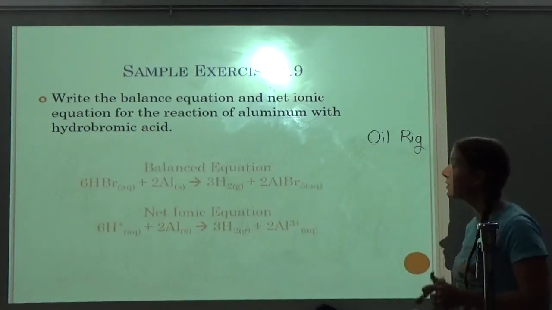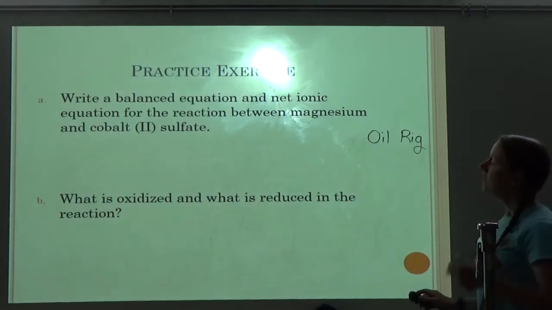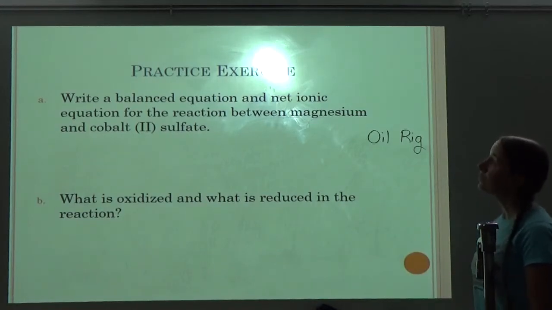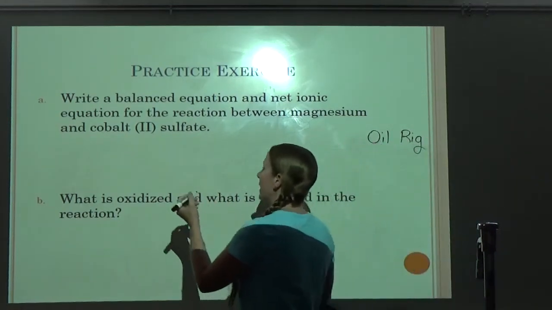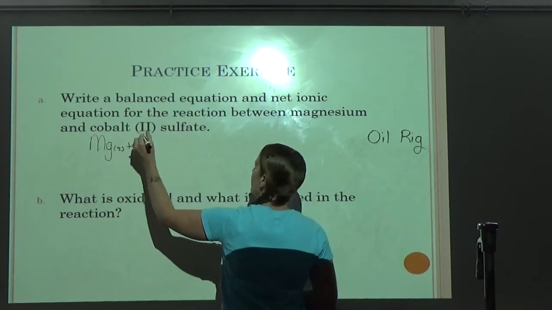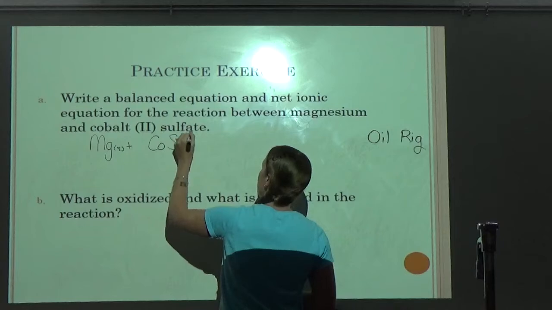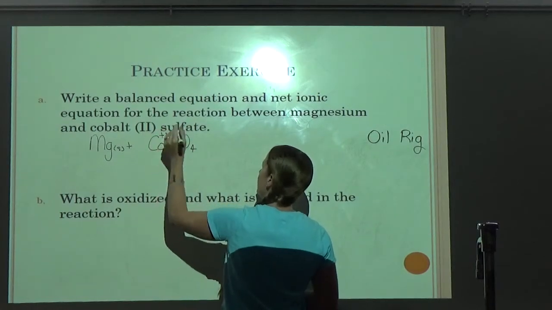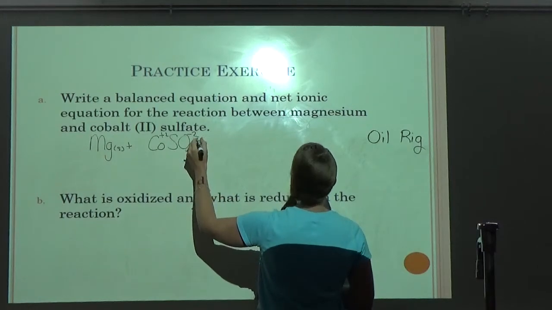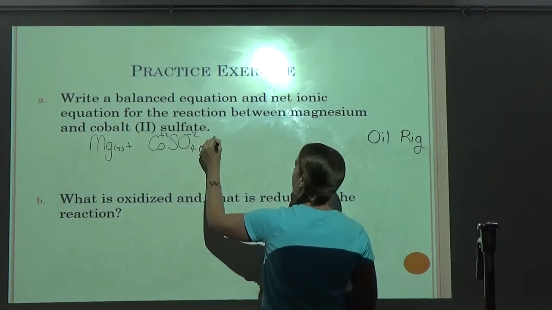I believe the next one will have an oxidation and reduction question in it too. I'll assume you've tried this, so let's look at it together. It says write the balanced and net ionic equation for the reaction between magnesium and cobalt-2 sulfate. We have magnesium, it's just a solid because it's a metal, and we have cobalt-2 sulfate. Cobalt-2 means cobalt's +2, sulfate means SO4 is -2, and we have aqueous for that.